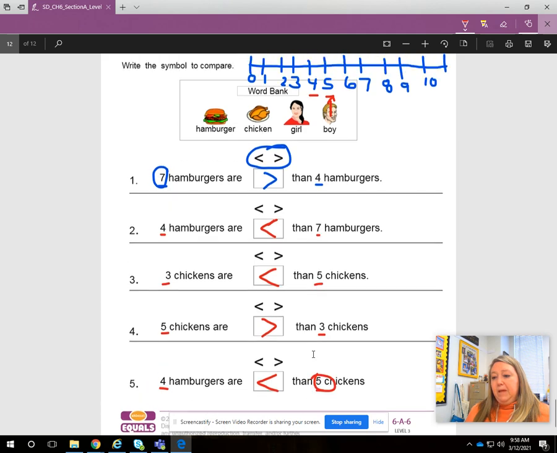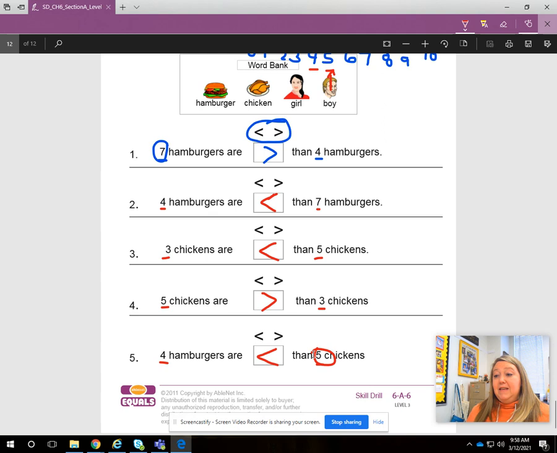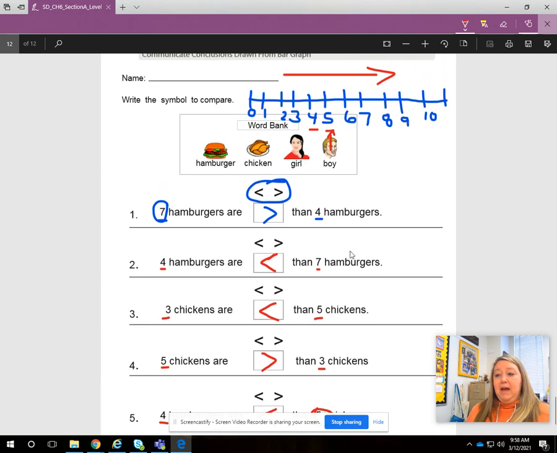I think that this might be a little bit tricky for some of my friends, so you might need some help. Ask a parent or a sibling or a grandparent or whoever you have around to help you figure this out just a little bit. You might have to write out a number line to help you. You could also do another bar graph if that helps you as well.